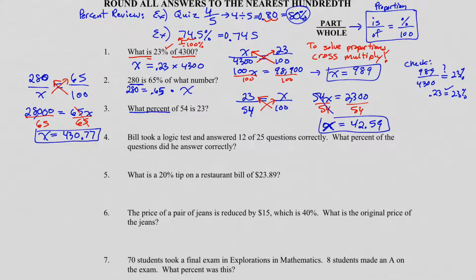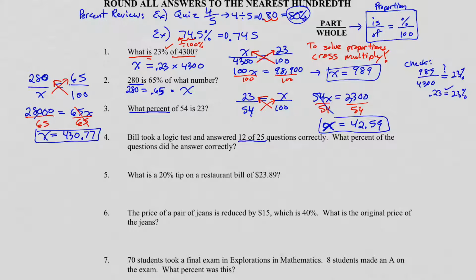Okay, so those are some of the sentences with percentages and trying to find a missing number. So let's talk about the word problems here, starting in number 4. Okay, number 4, here's another example of taking a quiz or a test. And so here are the results.